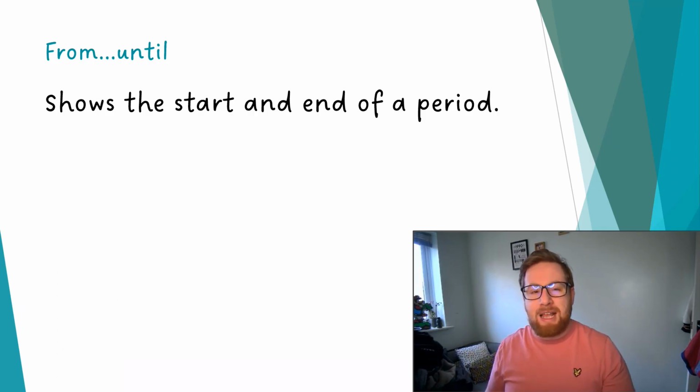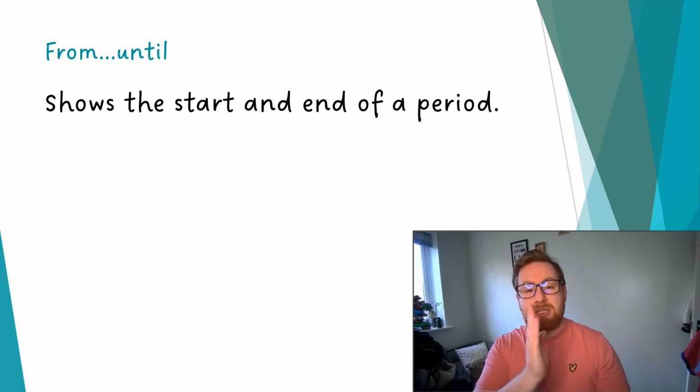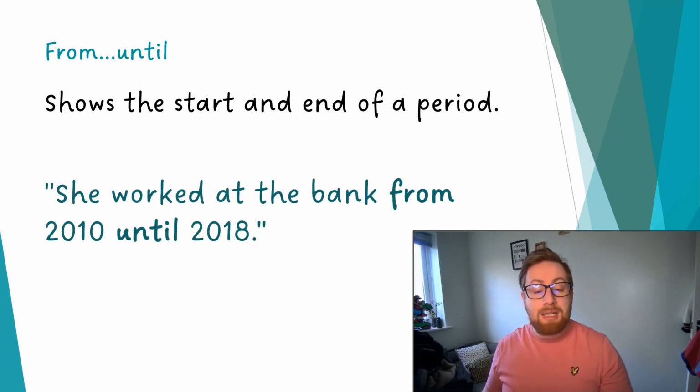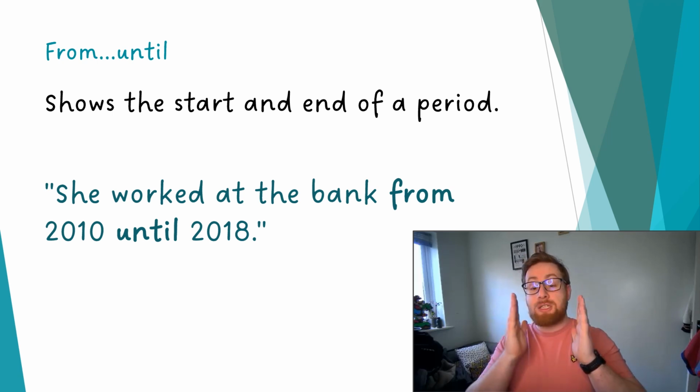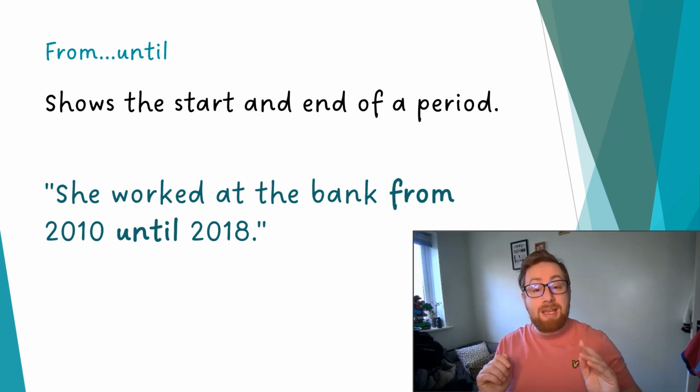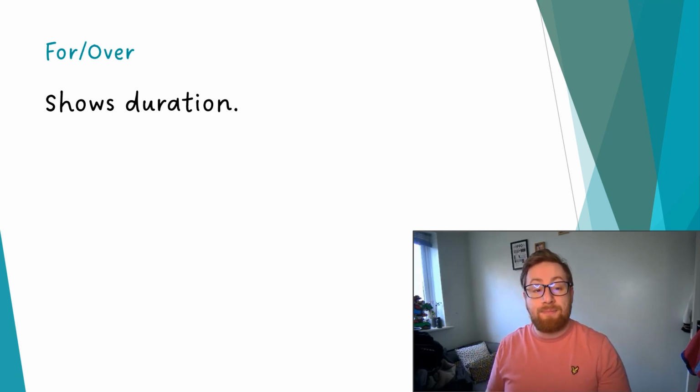But let's begin the lesson. So from, until, this shows the start and the end of a period of time. So something starting, but then something finishing. She worked at the bank from 2010 until 2018. We know that she started in 2010. She worked for 8 years because she finished in 2018. So it shows there is an end to the process.